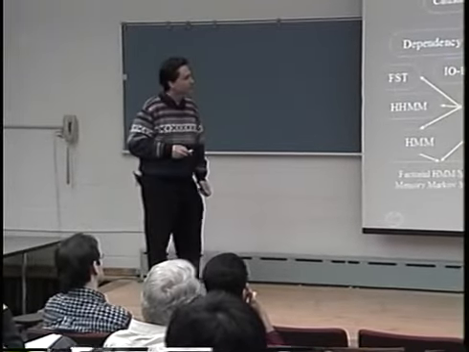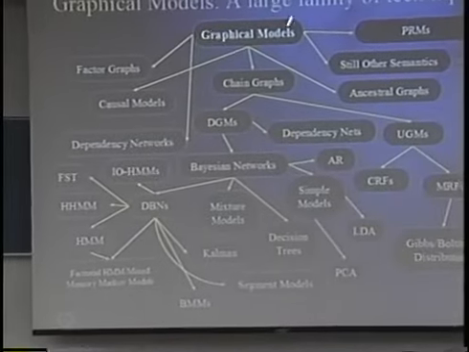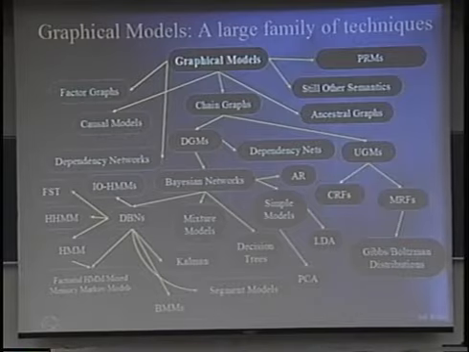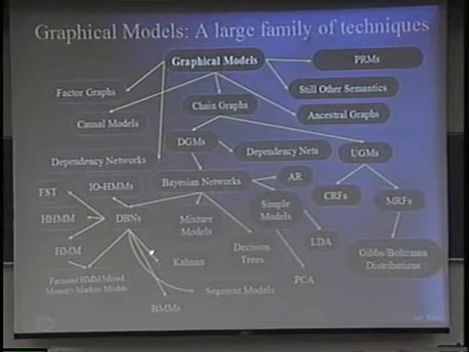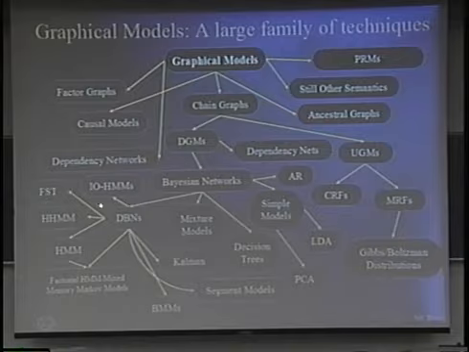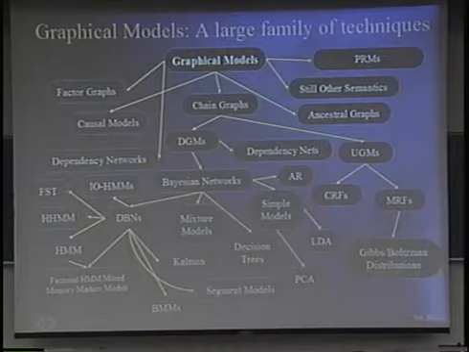So this is a picture that some of you might have seen before, and this is just looking at a taxonomy of graphical models. There are many different methodologies that graphical models subsume, including, starting at the bottom, Kalman filters, hidden Markov models, dynamic Bayesian networks, finite state transducers, input-output hidden Markov models, Bayesian networks, mixture models, decision trees, principal component analysis, linear discriminant analysis, simple models, conditional random fields, Markov random fields, autoregressive models, and so on and so forth.